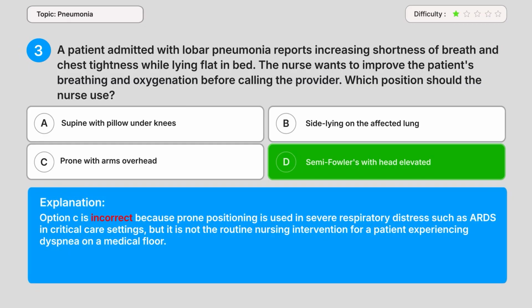Option C is incorrect because prone positioning is used in severe respiratory distress, such as ARDS in critical care settings, but it is not the routine nursing intervention for a patient experiencing dyspnea on a medical floor.